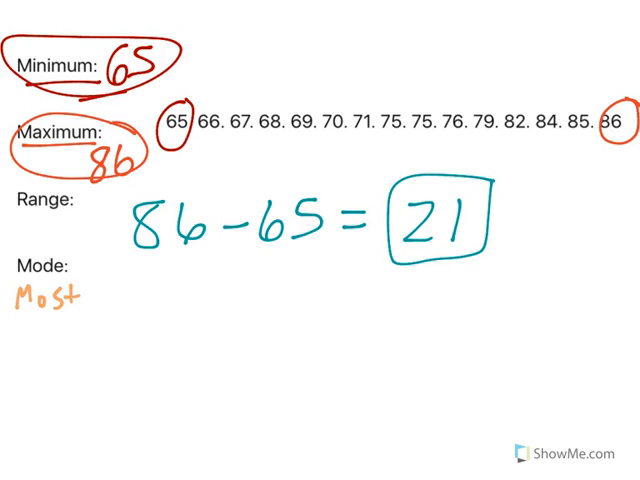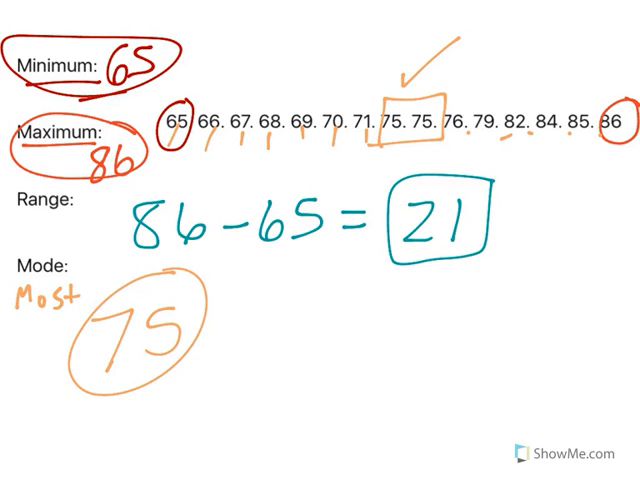So as you look through your data set, 65 is there once. You get to 75 and there are 2 of them. Everything else is just there once. So since 75 appears the most often, the mode is 75. It is possible that you will have no mode. That happens when all the numbers are there the same amount of times, or more than 3. So if we had 3 numbers that were each there twice, or more than that, we would say there is no mode. But in this case, 75 is there twice, so we have 75 as our mode.